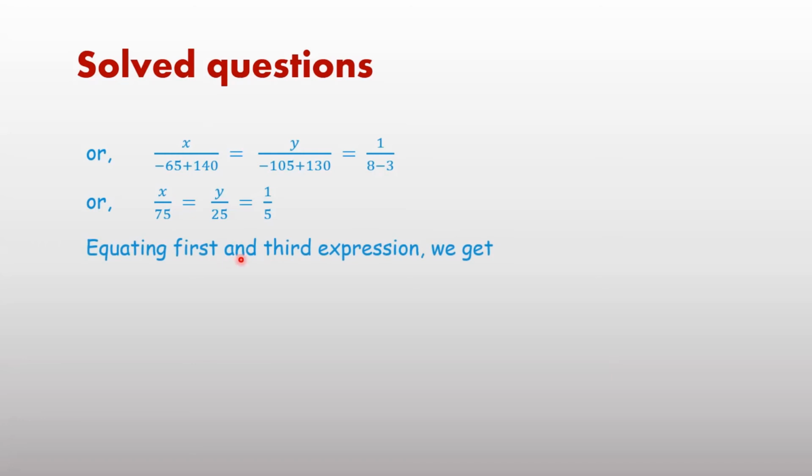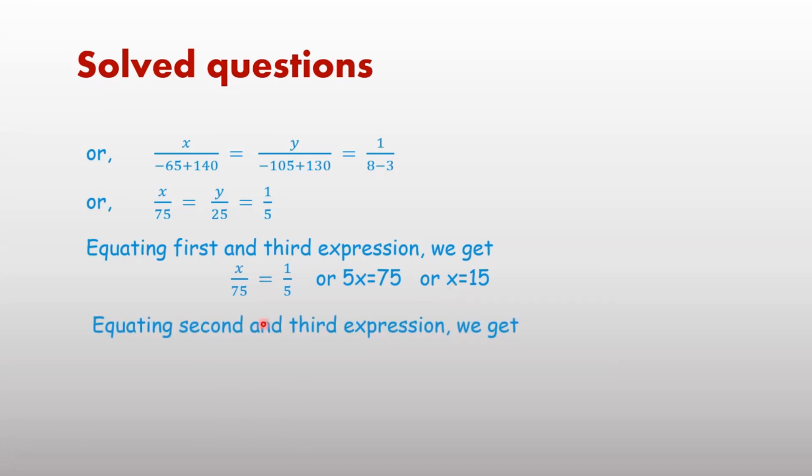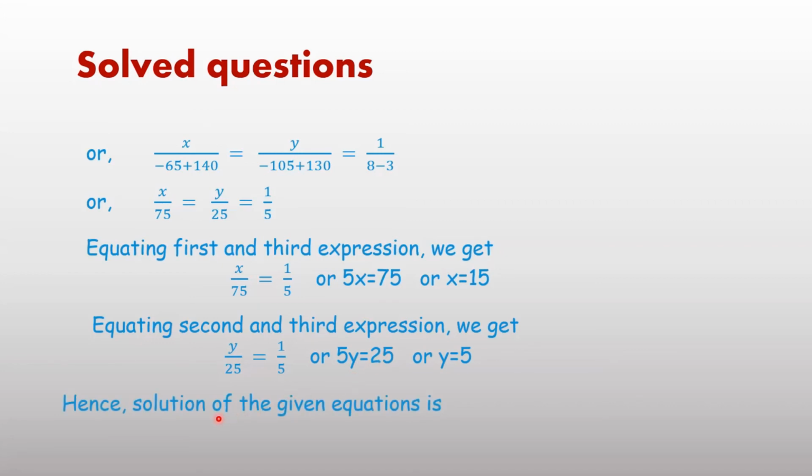Same process, taking first and third expression, we get x upon 75 equal to 1 upon 5. Cross multiply: 5x equal to 75, x equal to 15. Then equating second and third expression, y upon 25 equal to 1 upon 5, or 5y equal to 25, or y equal to 5. Hence, the solution of the given equations is x equal to 15 and y equal to 5.